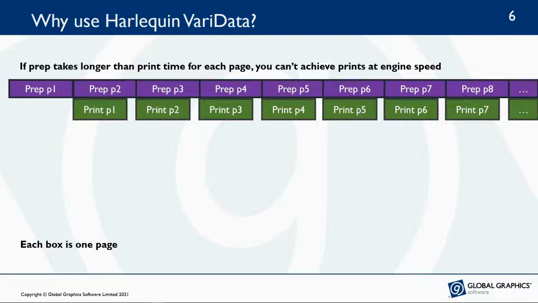The goal of any variable data optimization is to reduce the time that it takes to prepare a job for printing, and that's exactly what Harlequin VariData does. In this diagram, each box is a single PDF page, and you can easily see what happens if it takes longer to prepare each page or each variable data variant than it takes to print it. The press has to wait for the next one. You can see those white gaps between the green printing blocks.